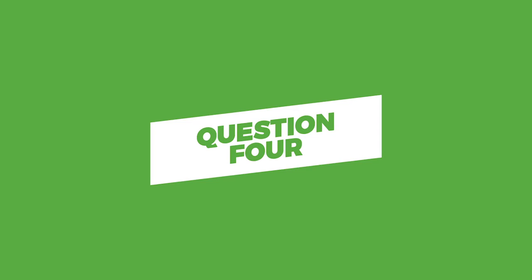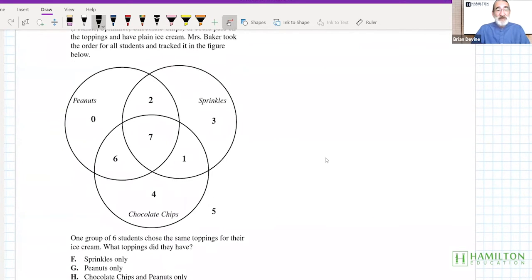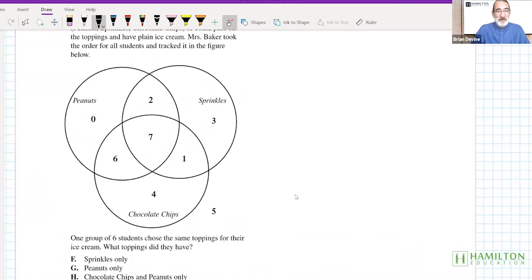In number 4, Mrs. Baker surprised her first grade class with a sundae bar, and they got 3 toppings to choose from. They could get peanuts, they could get sprinkles, they could get chocolate chips, they could get any 2, they could get all 3, it looks like. And Mrs. Baker tracked what her students chose in the Venn diagram below. So one group of 6 students chose the same toppings for their ice cream.